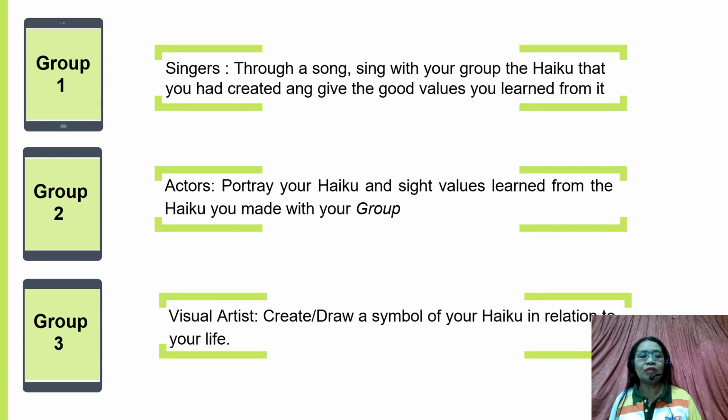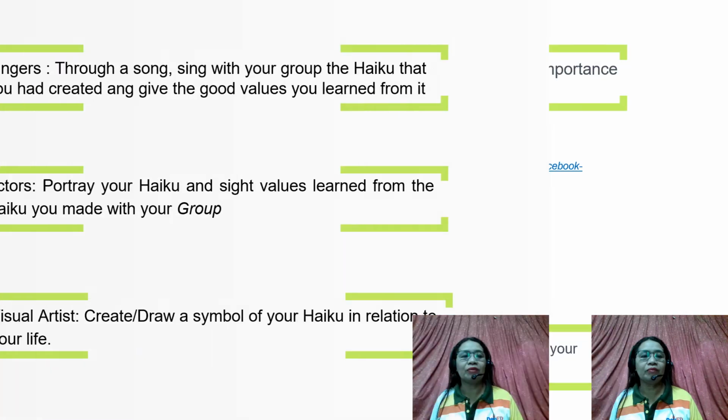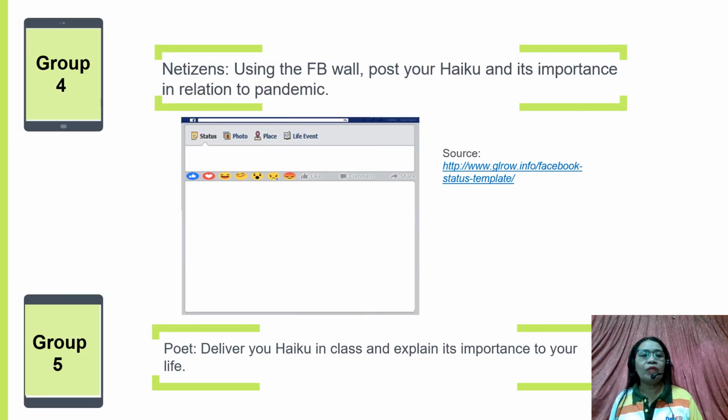For the third group, visual artists. Create or draw a symbol of your haiku in relation to your life. For group 4, netizens. Using the FB wall, post your haiku and its importance in relation to the pandemic. And the last group, of course, group 5, poets, deliver your haiku in class and explain its importance to your life.